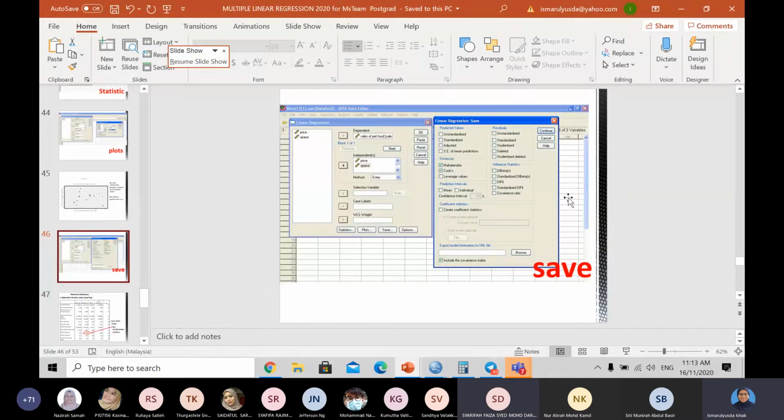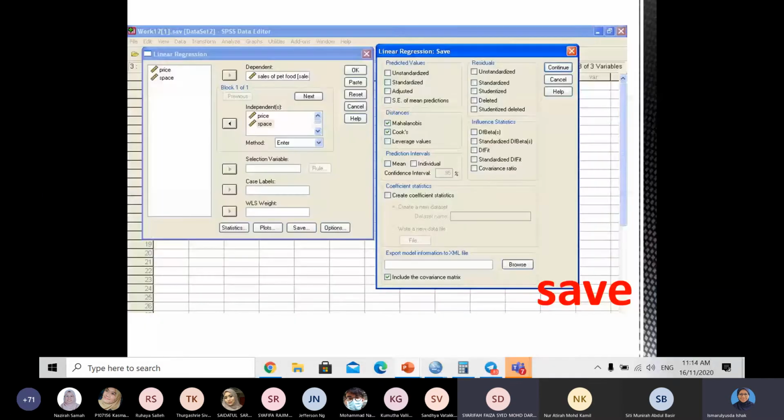And one last one, I missed where you check the Mahalanobis. Here, you click Save here. And then Distance, Mahalanobis. Alright, Cook's and Mahalanobis.